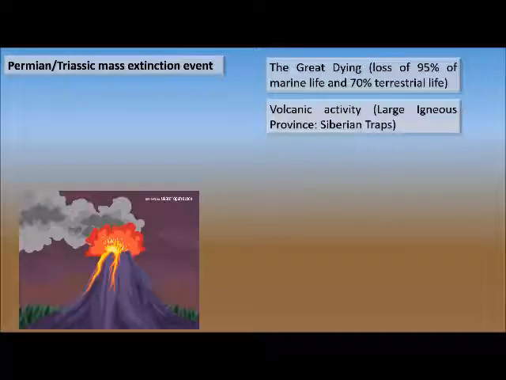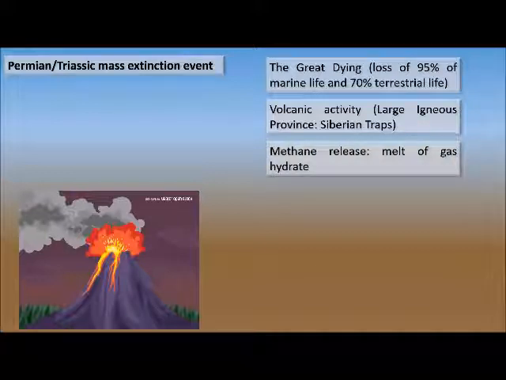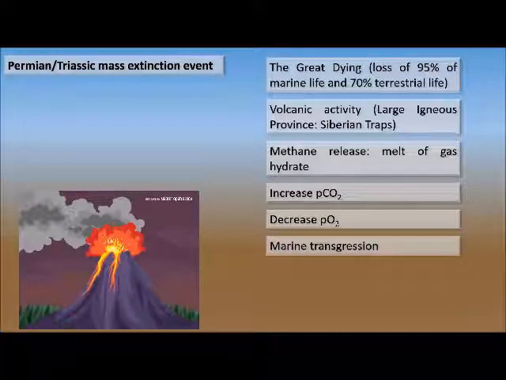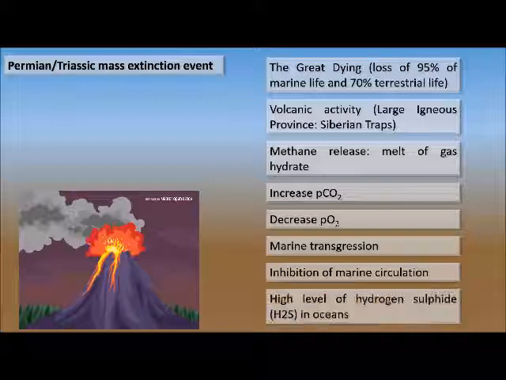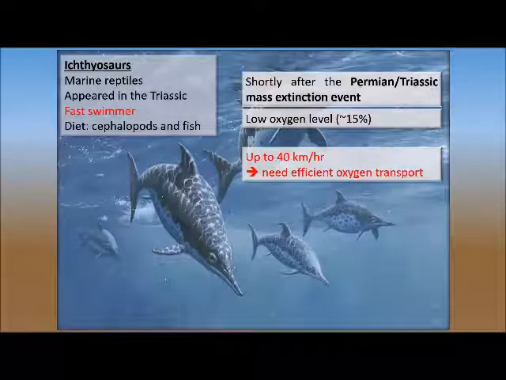It's marked by very active volcanism, methane release, increased CO2, decrease of oxygen, marine transgression, and inhibition of marine circulation, so that means, again, water column stratification and high levels of hydrogen sulfide in the oceans. All these conditions were quite interesting when you consider that these little ones were swimming as fast as 40 kilometers per hour, so they needed very efficient oxygen transport in their blood. But you have a low level of oxygen. How to adapt to that?